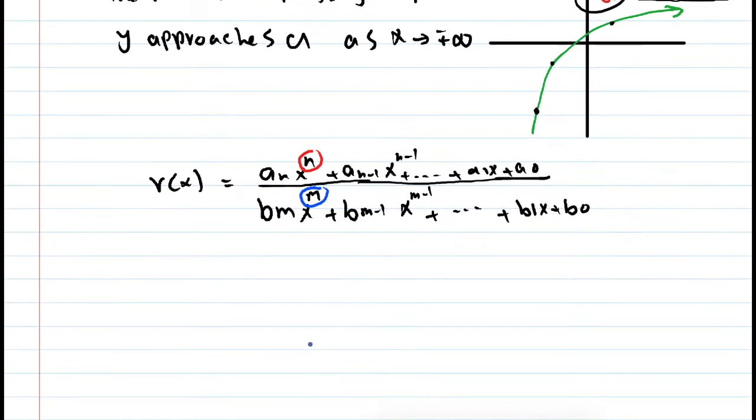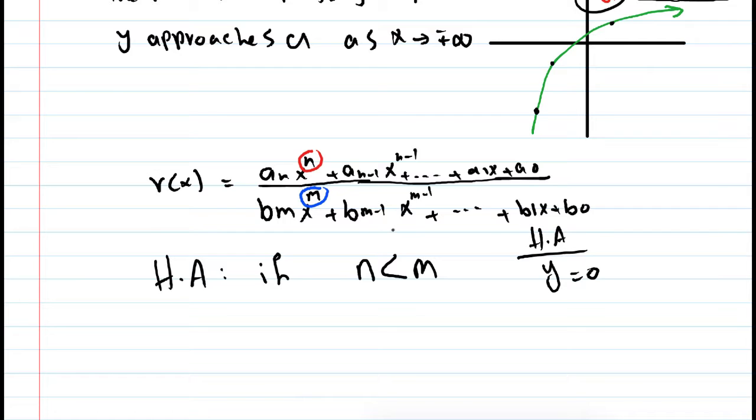Depending on the degree of the polynomial on top and the degree of the polynomial on bottom, we will have different horizontal asymptotes. So the horizontal asymptote of a rational function depends on the degree of the polynomial on top and the polynomial on bottom. If n is less than m, meaning the degree of the polynomial on top is less than the one on bottom, then the horizontal asymptote is y equals 0.